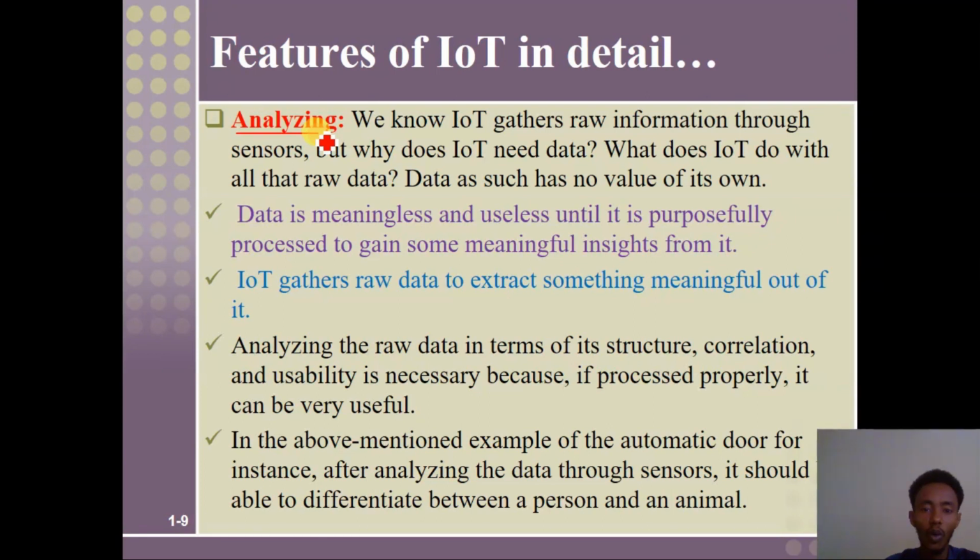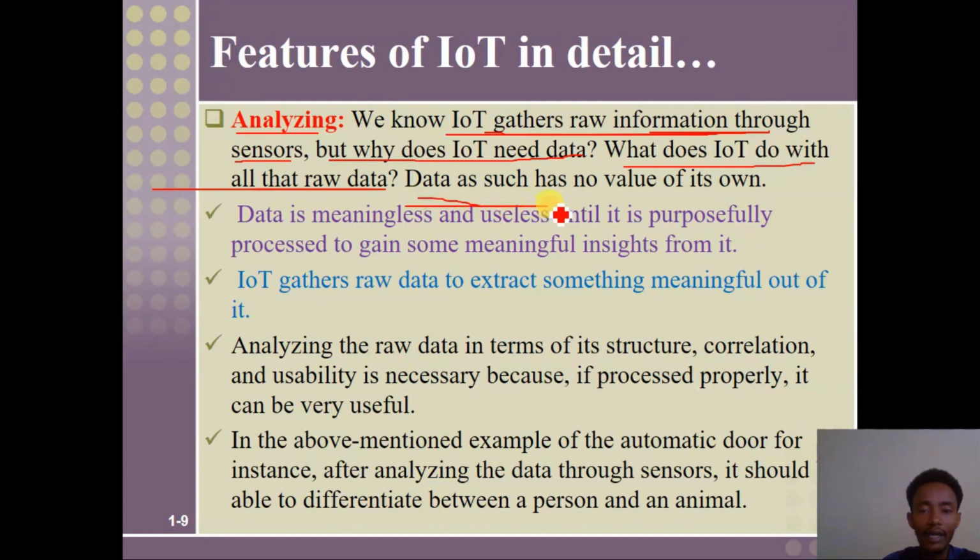So we know IoT gathers raw information through different sensors, as we have said before. But the great question at this point is why the data needs to be collected by IoT. What is the role of the data in IoT? You may ask why we need the data, or why IoT devices need data. So what does IoT do with all that raw data? Why does it collect the data from the environment? To do what? What is the reason behind it?